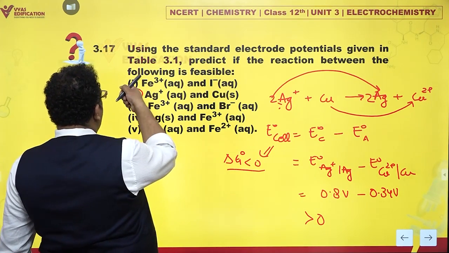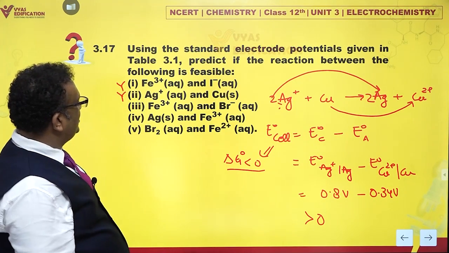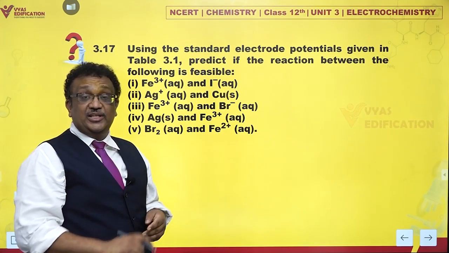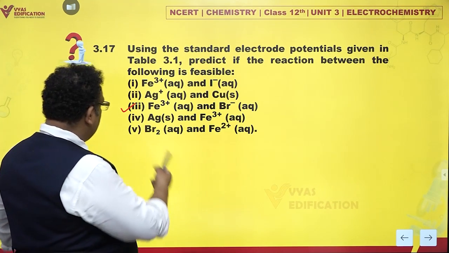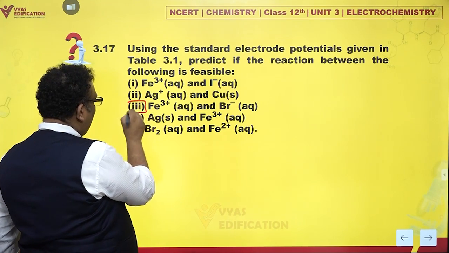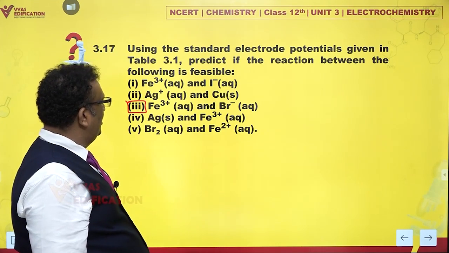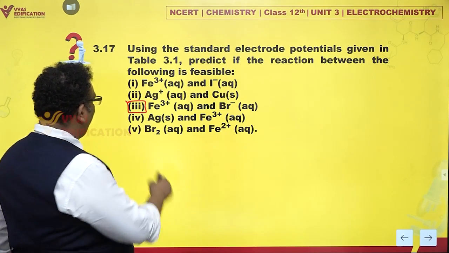That means, is it spontaneous? Yes, it is spontaneous. Is it feasible? Yes, this is also feasible. Now let's explore the possibility of the third one. I'm not saying this is feasible, I'm just saying we're talking about the third one. Ferric and Br minus, just like ferric and I minus. Ferric is coming so very often actually. So we could do actually third and fourth together.